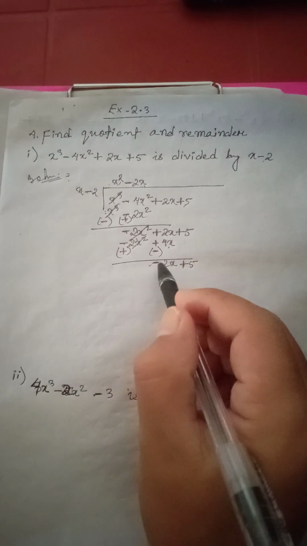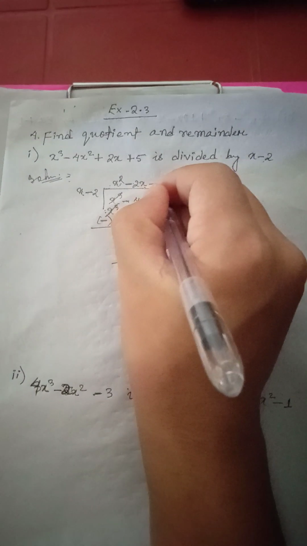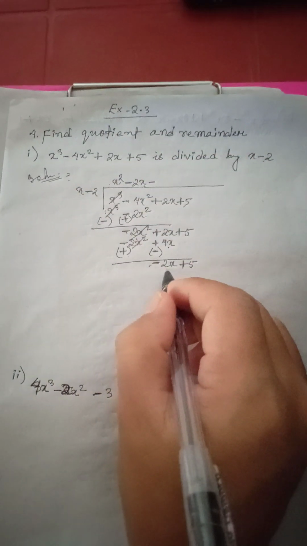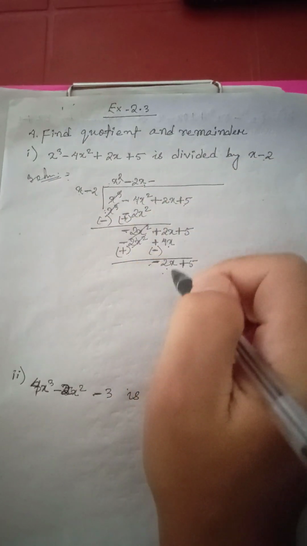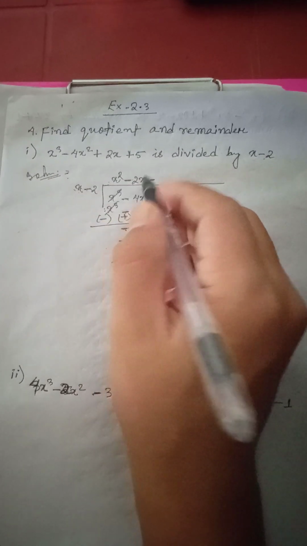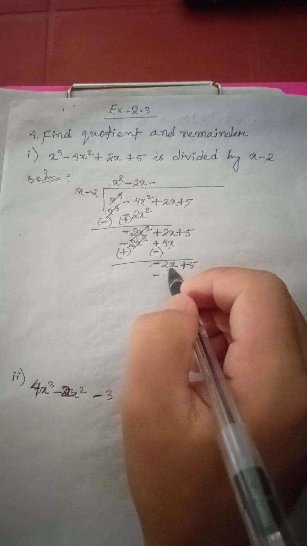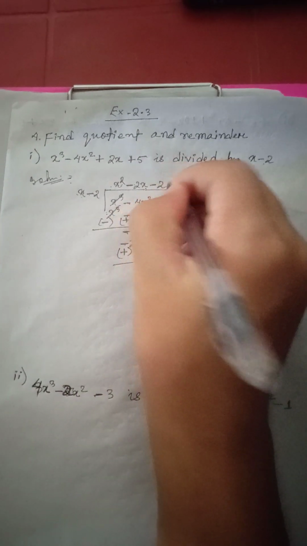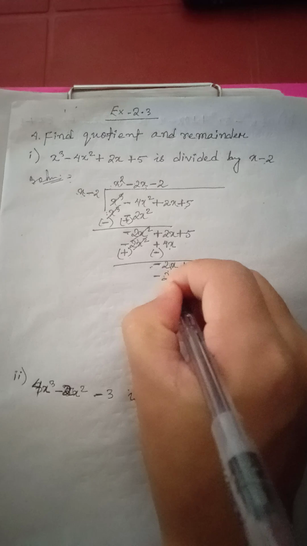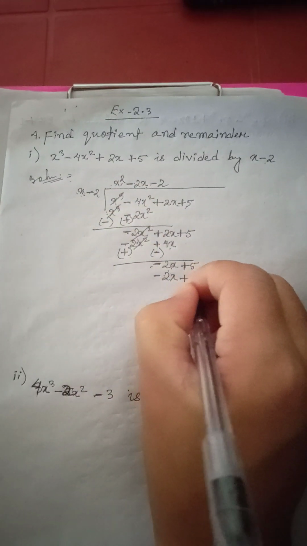Then, as we can see here, we have minus. If it is minus, then we have to write minus here. X into how many times will give you 2x? In order to get this 2x, it is 2. Here we have minus, minus into plus will give you minus. Let us write minus here. X into 2, if you multiply this, it will give you 2x. Minus into minus will give you plus.